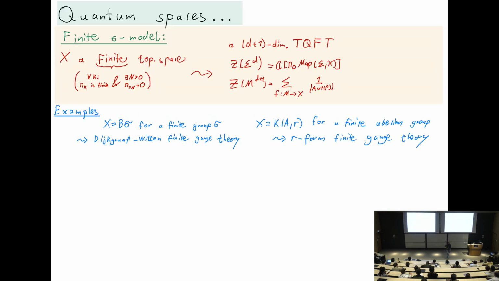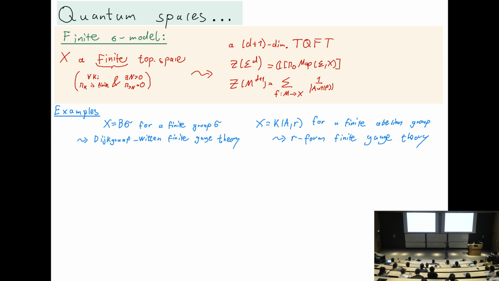Okay, so let me start with some motivation and look at a particular model of topological quantum field theory, namely these finite sigma models. This is essentially a sigma model, but everything is finite, so I can do my path integrals by just summing stuff up. This is a model we mathematicians like because we can make lots of conclusions about it. So I start with a finite topological space. Finite here means that all the homotopy groups are finite and there are only finitely many non-zero homotopy groups.